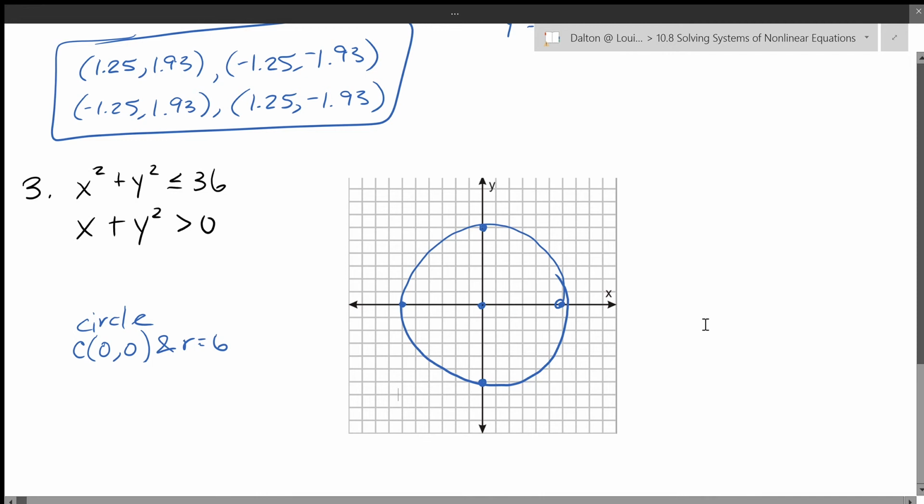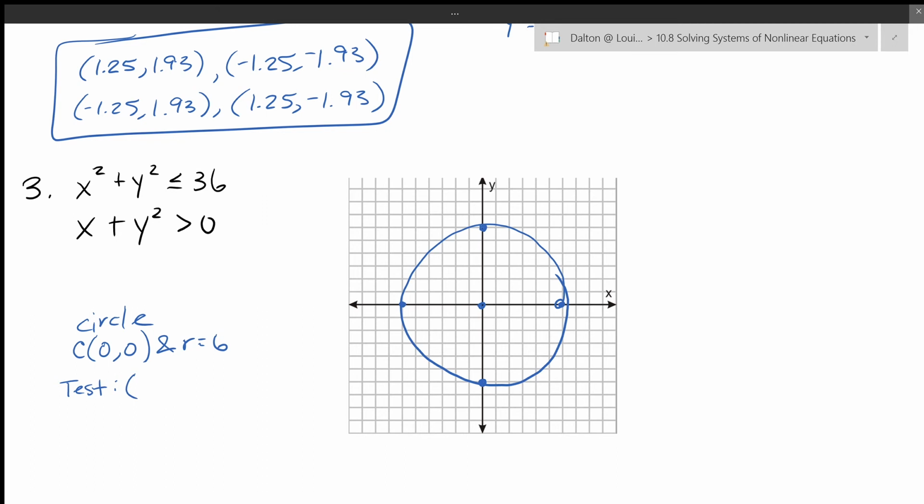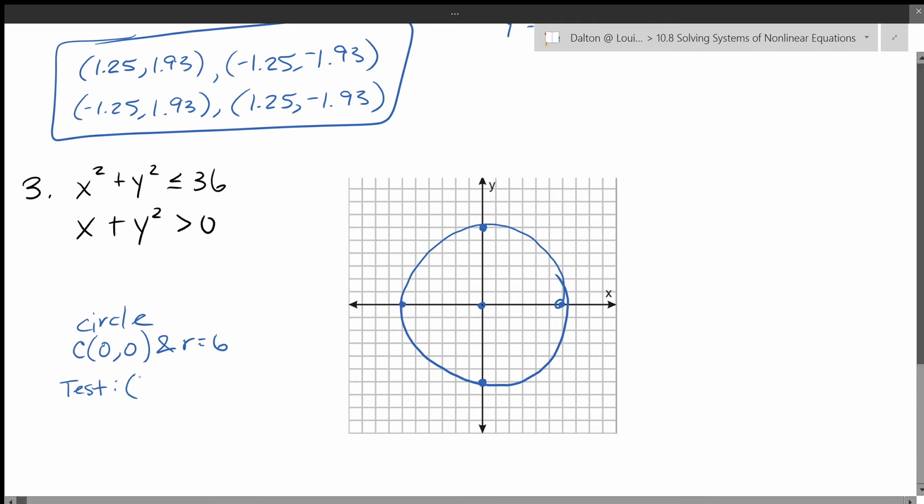And then after you graph it, we're going to have to figure out where to shade. So you can go ahead and choose a test point. Again, a test point that's not on the graph. Now, the center point is technically not a part of the circle. The circle is defined as the set of all points that are equidistant from that center point. So I can still test 0, 0 if I want.